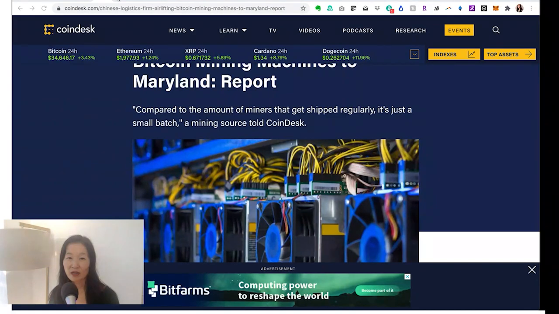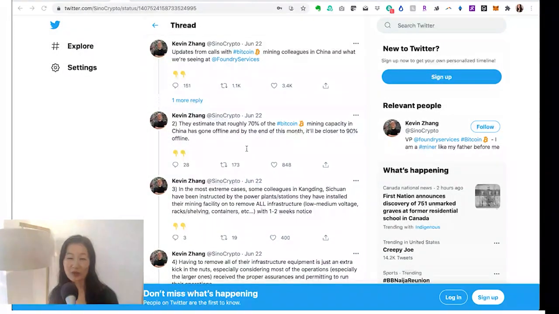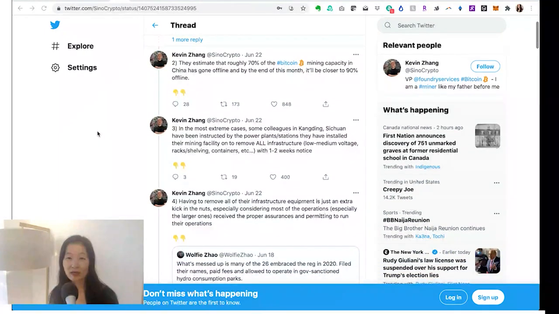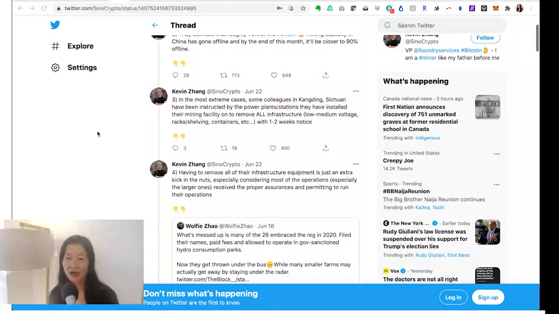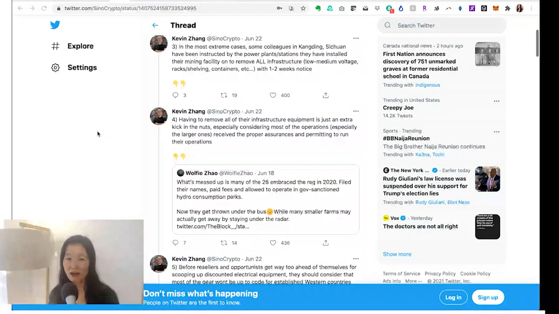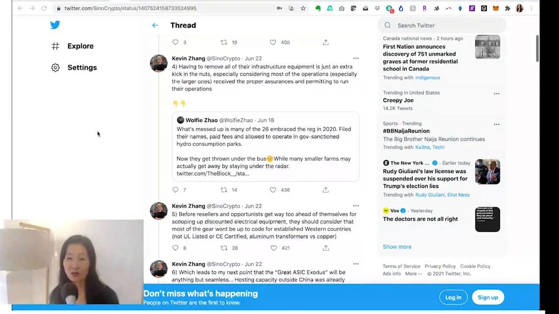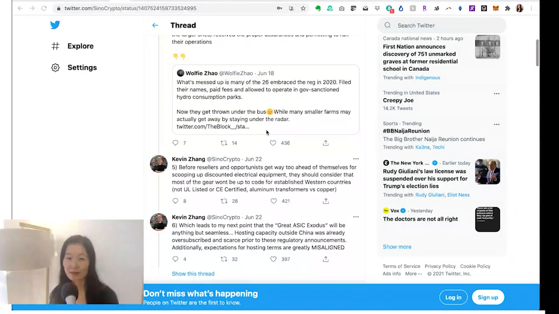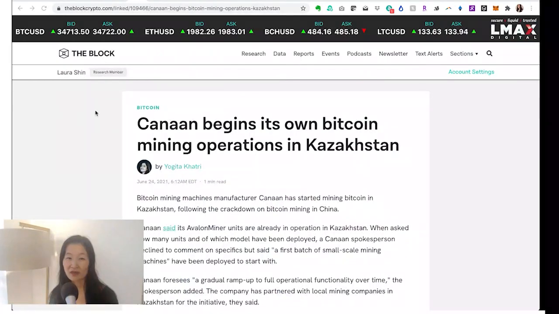The secondary market for Bitcoin mining equipment appears to be flooded. Kevin Zhang, vice president of Foundry, reported that a colleague based in China has already "shipped out over 20,000 ASICs in the last 2 weeks," adding that the great ASIC exodus will be anything but seamless. Hosting capacity outside China was already oversubscribed and scarce prior to these regulatory announcements. Already, the implications of the miner exodus from China are being felt.